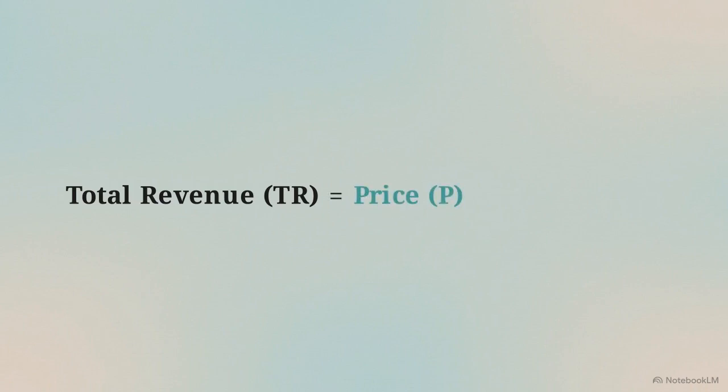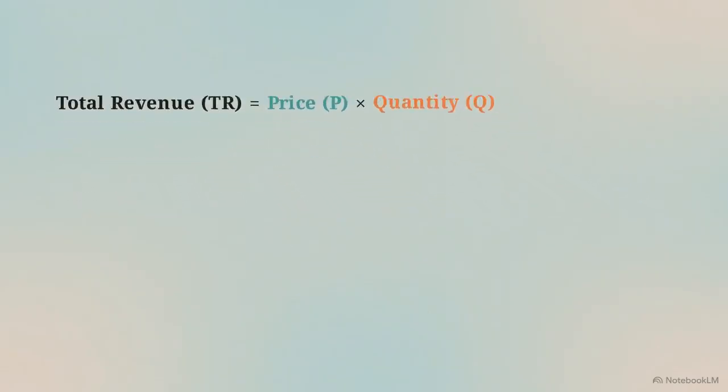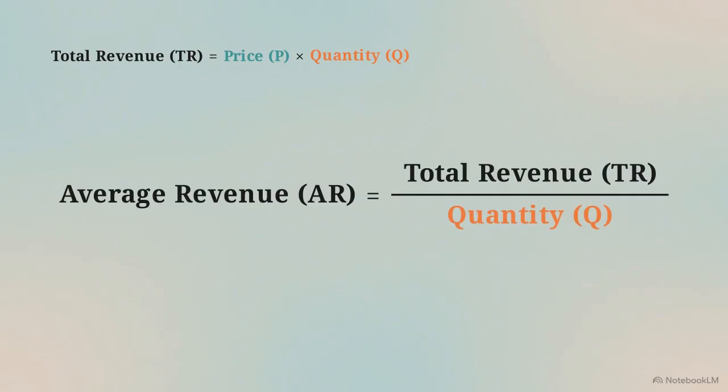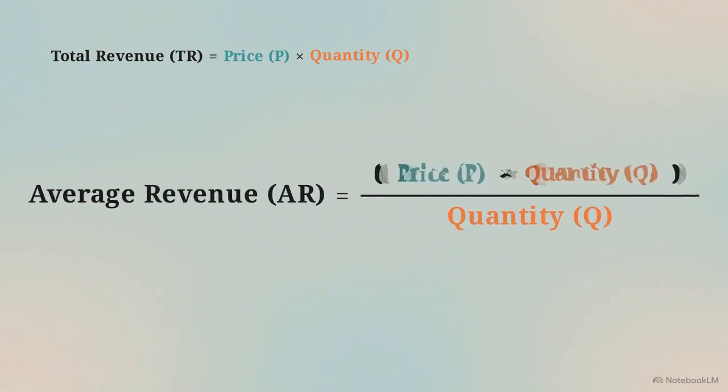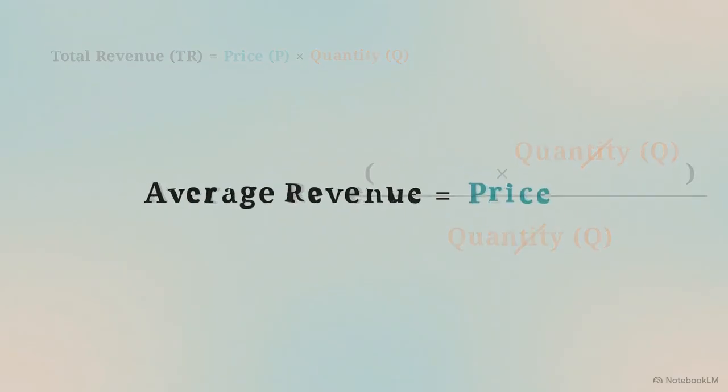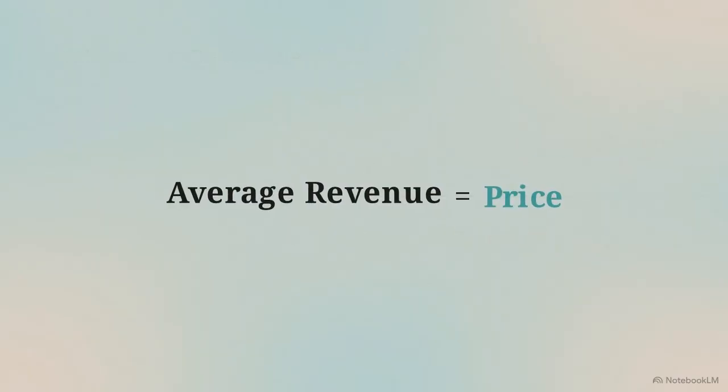That initial pile of cash is officially called total revenue, or TR. Calculating it is straightforward. You take the price of your product and multiply it by the quantity of units sold. Then there is average revenue, or AR. This measures the revenue generated per individual unit sold. To find it, you take that total revenue and divide it back by the quantity. If you divide the total money by the exact number of units sold to get that money, you end up exactly where you started. Mathematically, average revenue is another term for the price.